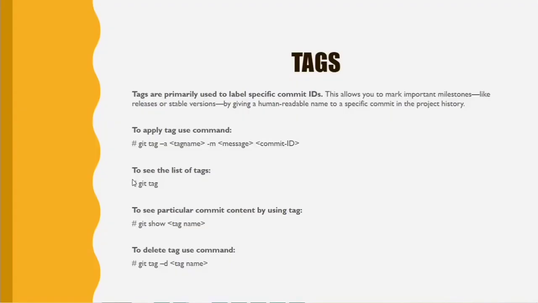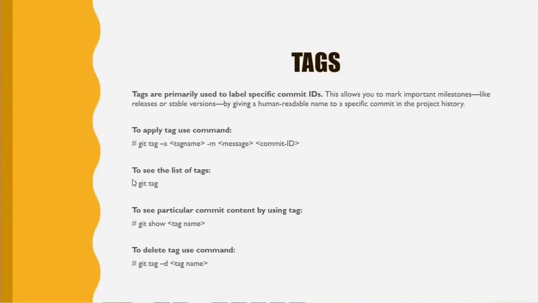So there are common tag commands in Git which can be used to perform a tag over a particular specific commit. The command you can use is git tag -a and the tag name, -m and the message, and the commit ID. You can also skip the commit ID if you want to tag the latest commit.